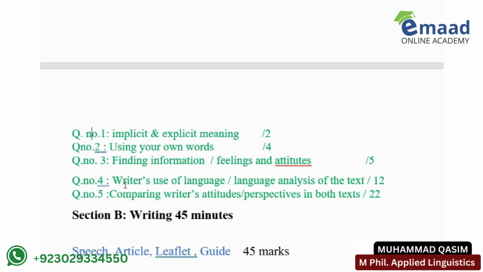Then the next question deals with the writer's use of language. It's something like language analysis of the text. So you can use the PEE method. Just find out the language device or language technique that is there, explain it, and then add its effect. Like what particular effect the writer wants to achieve using a particular language technique.